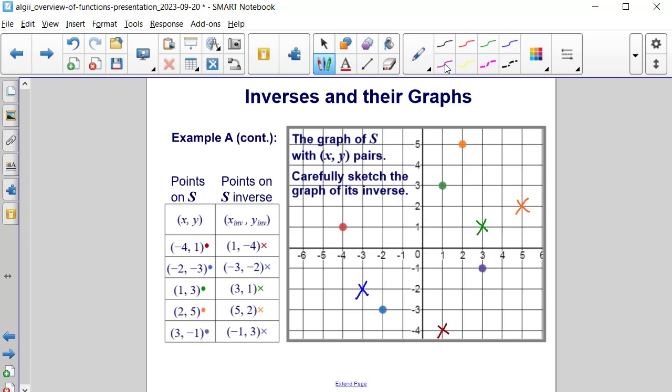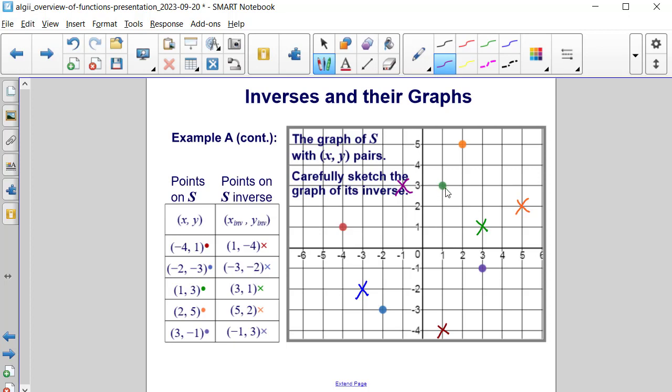Its inverse was, or is, -1, 3. So if I go to -1 up 3, that's going to be where our inverse for the last point is found. Now let's examine the relationship between each of these original points and their inverse.